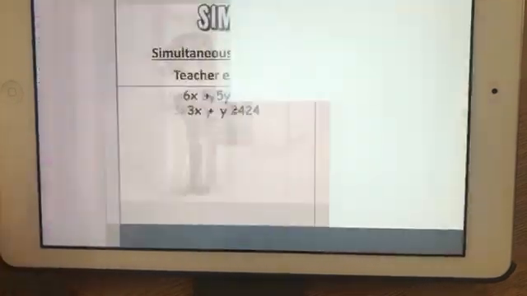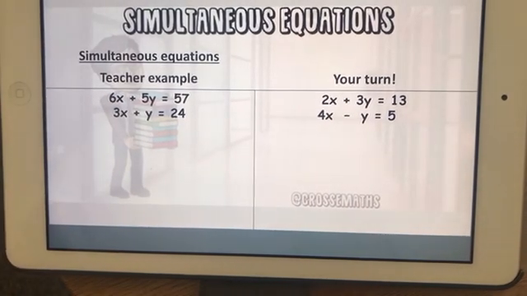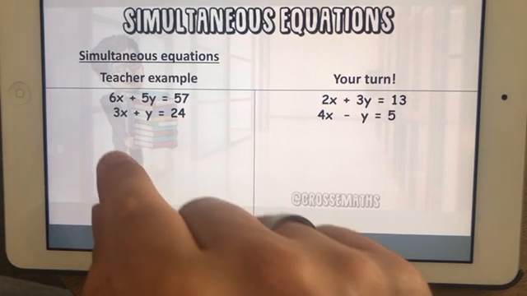Right, so that's job done. Right guys, so some more difficult examples now. With these ones, you've got to scale up. What that means is essentially, in one of the equations, the y's aren't the same. And we want the y's to be the same.